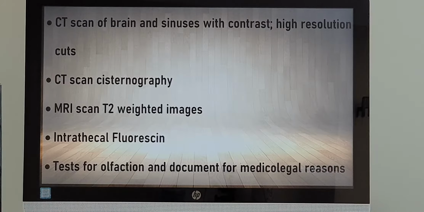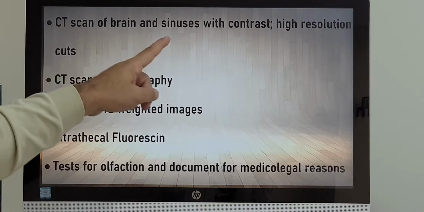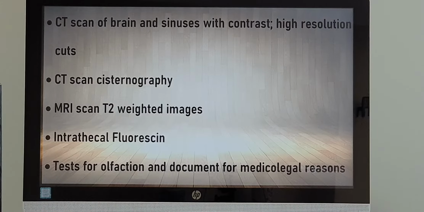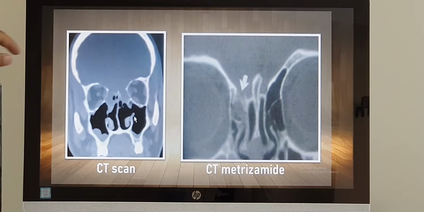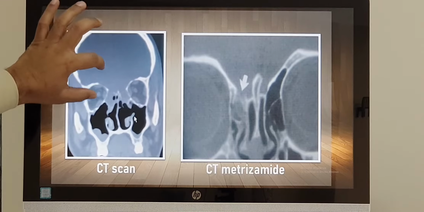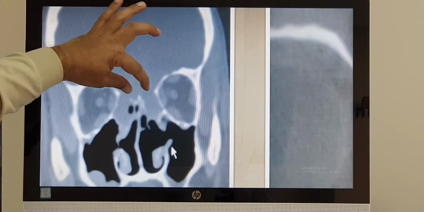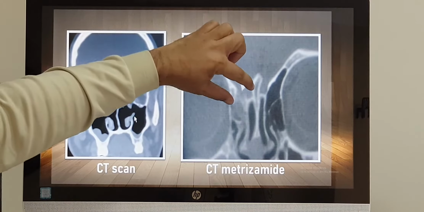The site of leak can be determined by doing a CT scan with contrast and MRI with contrast. CT scan includes CT scan of the sinuses and the brain, of course we'll ask for high resolution CT scan, and this can be enhanced by using a dye. Same thing goes for MRI scan too. Let me show you some CT scans. This is a CT scan of one patient who has undergone nasal surgery, and as you see here, there is a big defect on both sides. And this is with the dye metrizamide, and there is a defect here.